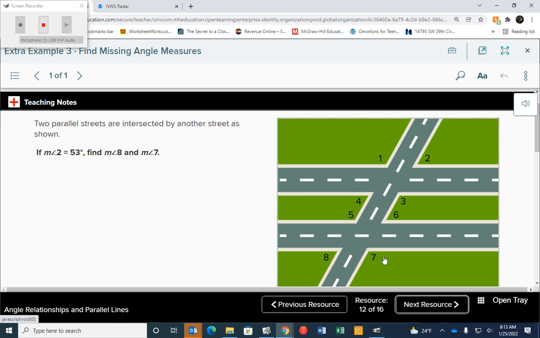How can I find this? Somebody, how would I find this? One person is not enough. This angle right here, if this is 53, how do I find this? Subtract it from what? 180. So what would that be? 127. Good. Do we understand how this works now?